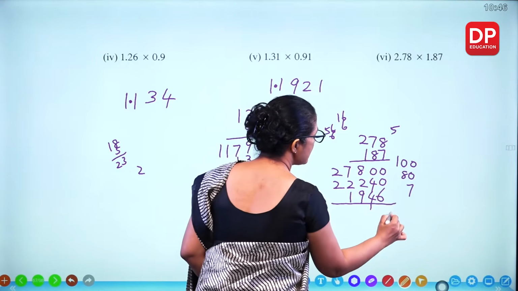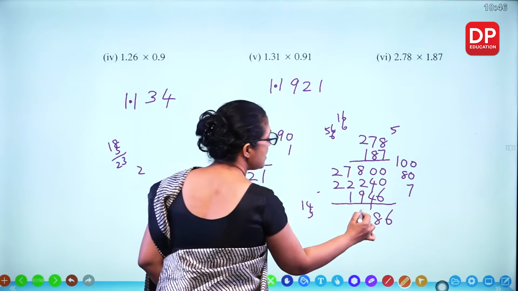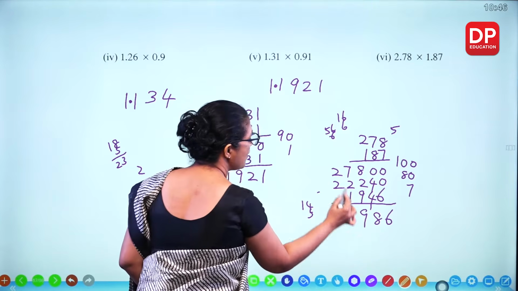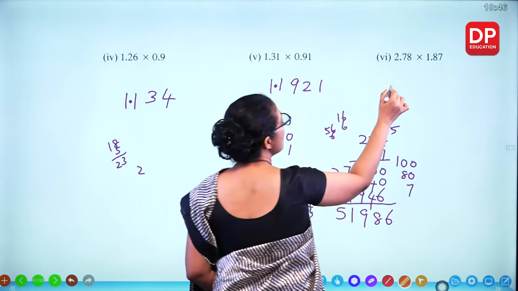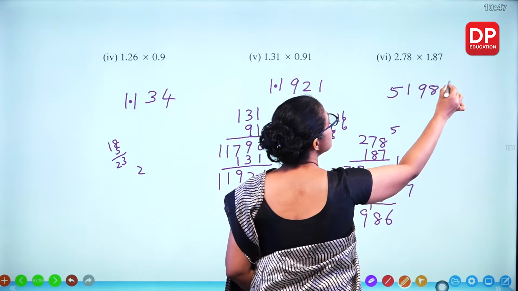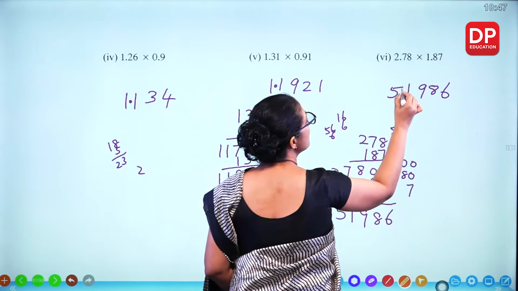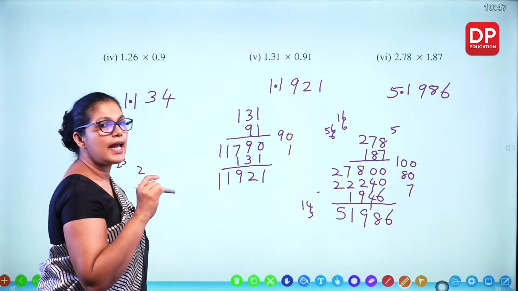So when you add it, you get 8, 19, 1 remaining. 8 plus 2, 10, 11, 1 remaining, 5. So what's the answer? 51986. 4 places you have to keep. 1, 2, 3, 4. Answer is 5.1986.